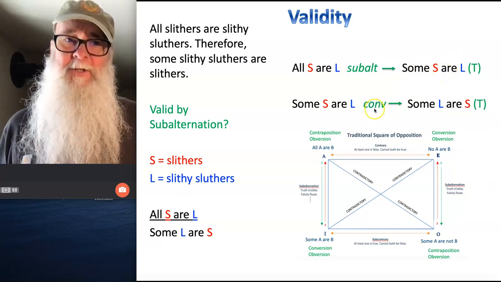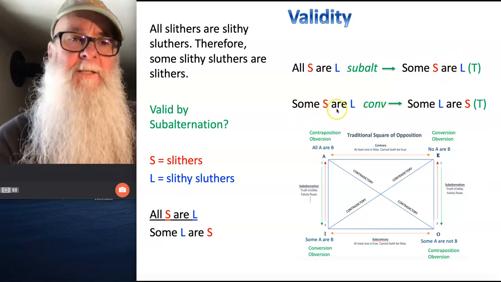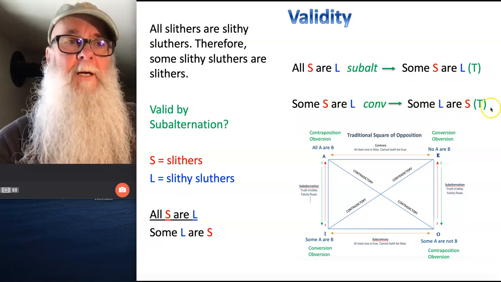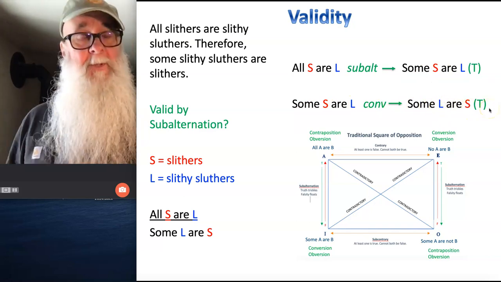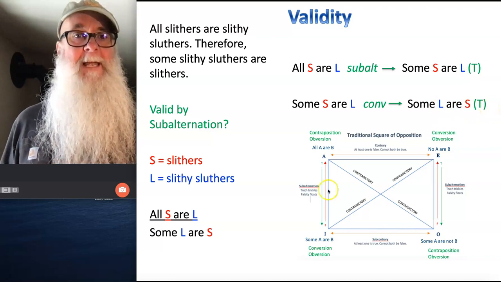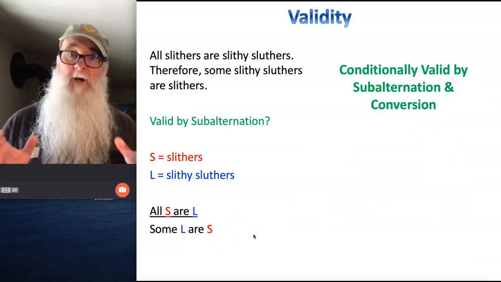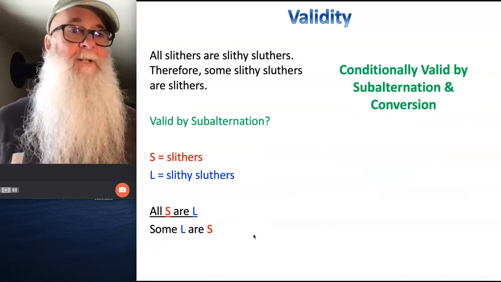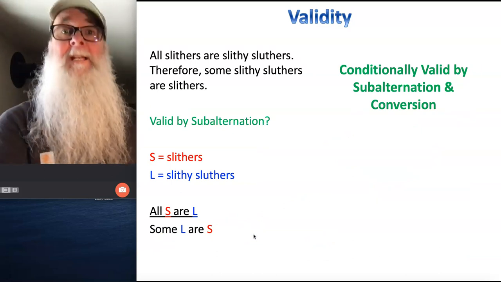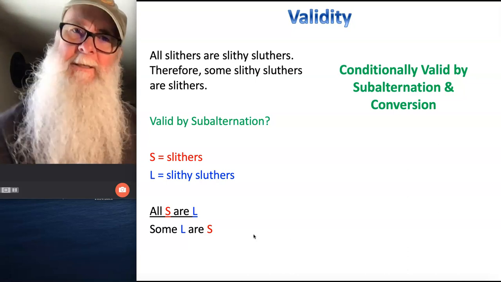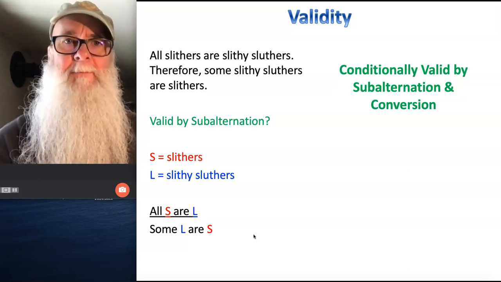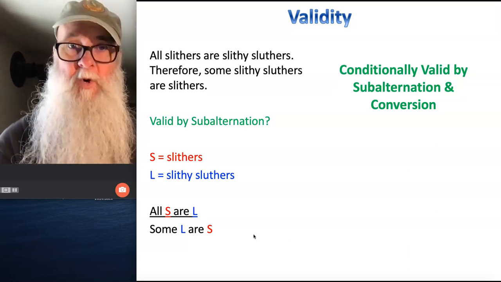And the answer is yeah, we'll just convert it. So if we convert some S are L, we'll get some L are S. And that statement will also be true because we're allowed to convert I statements. And that's exactly what the conclusion statement says. So we might say, oh my gosh, this argument, it's not valid by subalternation, it's valid by subalternation and conversion. And it's really important that we identify those rules in that order.